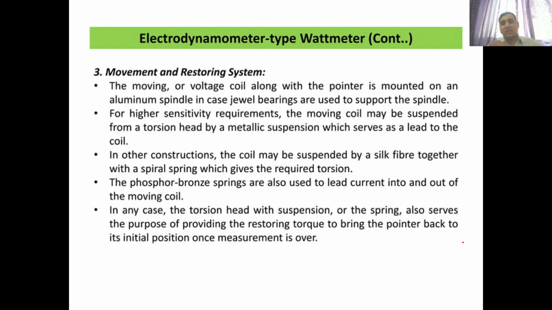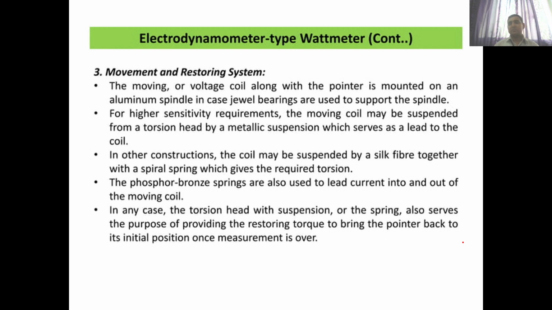As we put the potential coil in a moving system, there is some torque produced during the interaction of the fixed coil and moving coil. The moving system should be connected to a pointer using an aluminum spindle, with dual bearings to support the spindle. This moving system should have higher sensitivity, so we require the moving coil to be suspended from a torsion head, or a metallic suspension system.